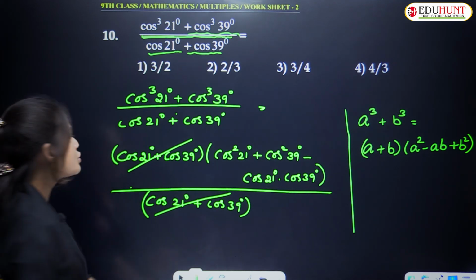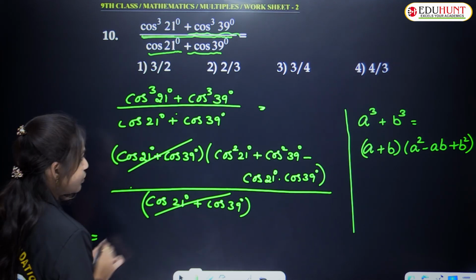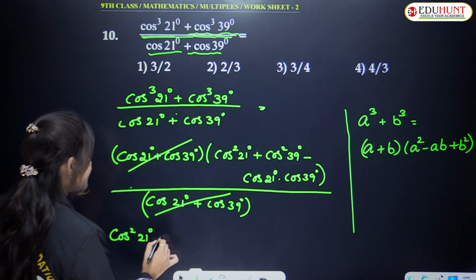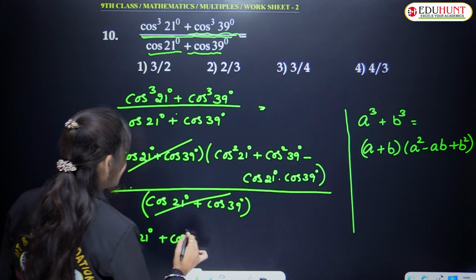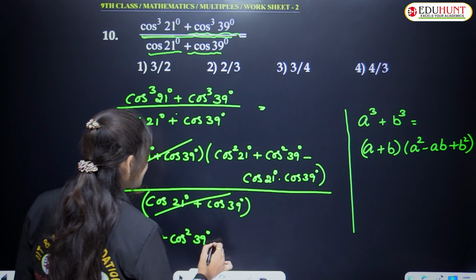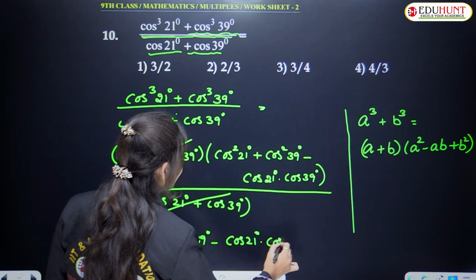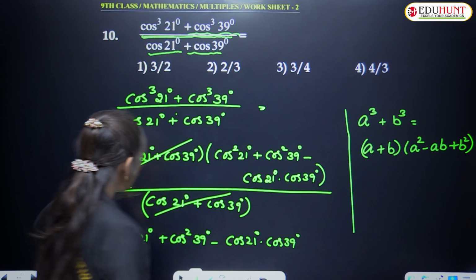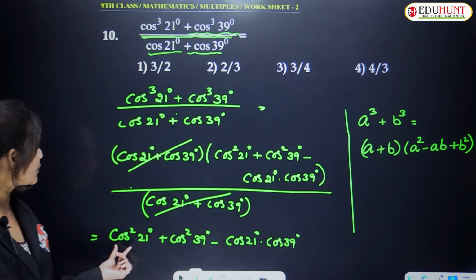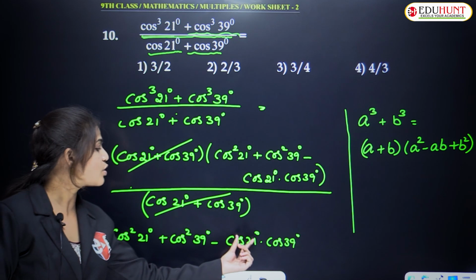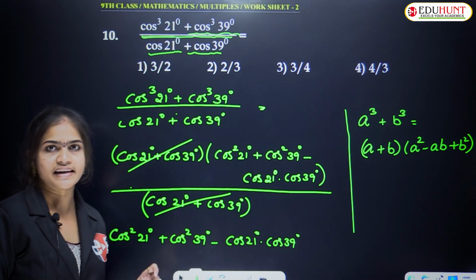Am I right? So here in continuation, what are the leftover terms? Cos square 21 degrees plus cos square 39 degrees minus cos 21 degrees into cos 39 degrees. Okay. So children, just observe here, this is cos square 21 degrees and this is cos square 39 degrees minus cos 21 degrees into cos 39 degrees.